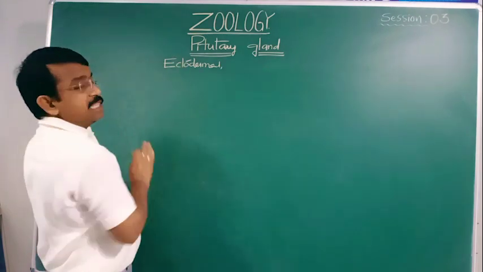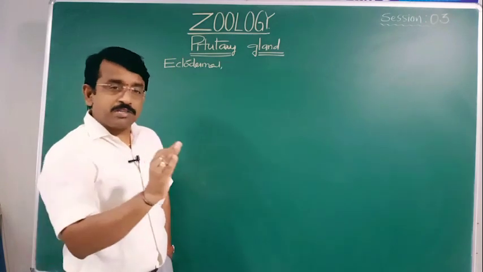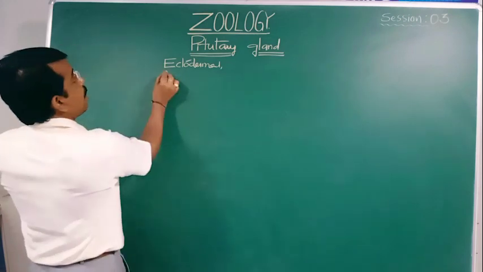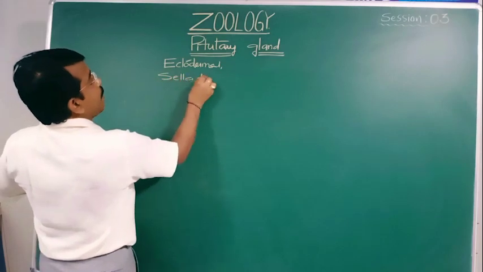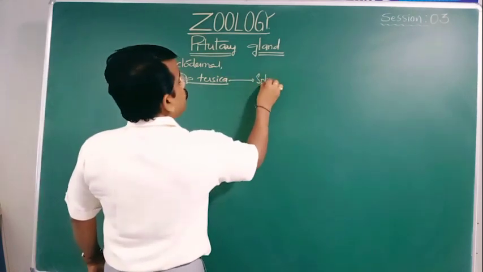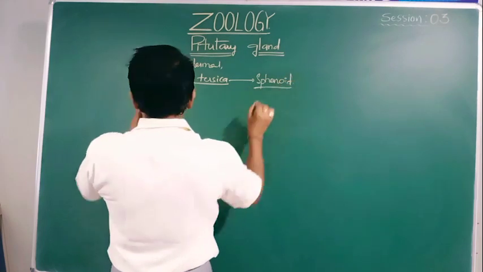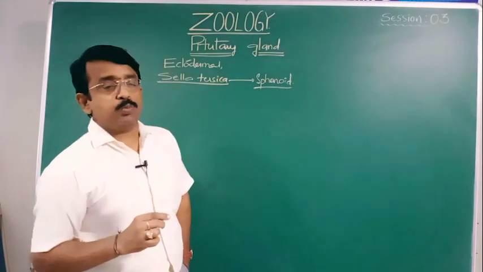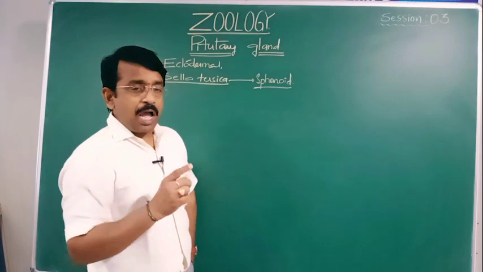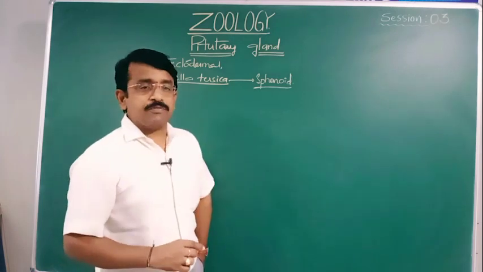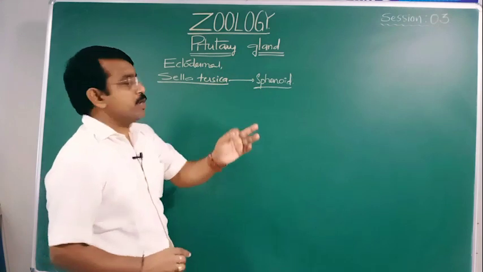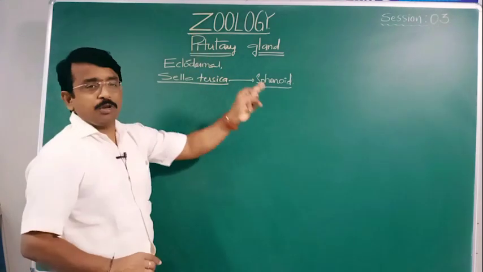So it lies on the ventral side of the diencephalon, in a bony depression named the sella turcica, a bony depression of the sphenoid bone. We know very well sphenoid is one of the cranial bones, which is the keystone bone. Why is it the keystone bone? As it is articulated to all other bones of the cranium, so it is named the keystone. This sphenoid bone has a bony depression, the sella turcica, where the pituitary gland lies.